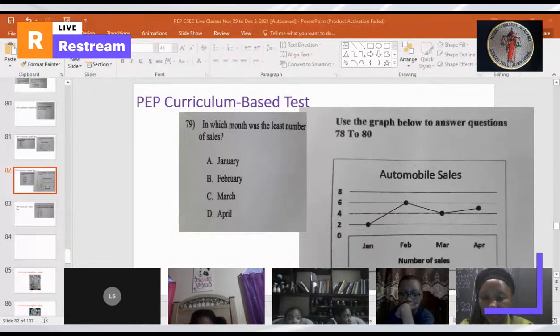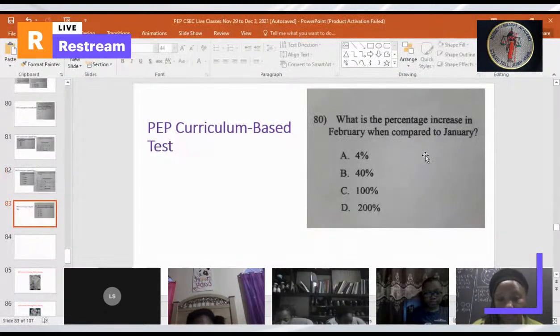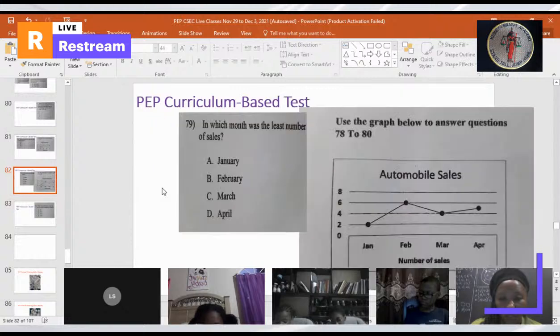Miss, what is D? Miss, I'm sticking with my 40%. But you have to tell me how you get 40. Students, did you write down the options? So A says 4%. B says 40%. C says 100%. And D says 200%. So who can shed some light on this? I just guessed it, but I'm still sticking with it. But you still don't know why. You're sticking with it.